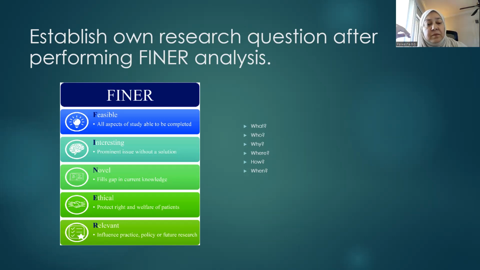And then, how relevant is my research? How will my research affect the current practice? How will my research affect policy? And even, how will my research affect the future research questions that will be asked about this issue? That is the relevance of my research question.